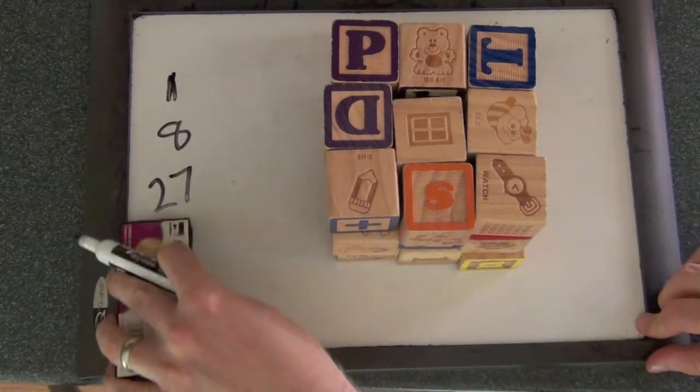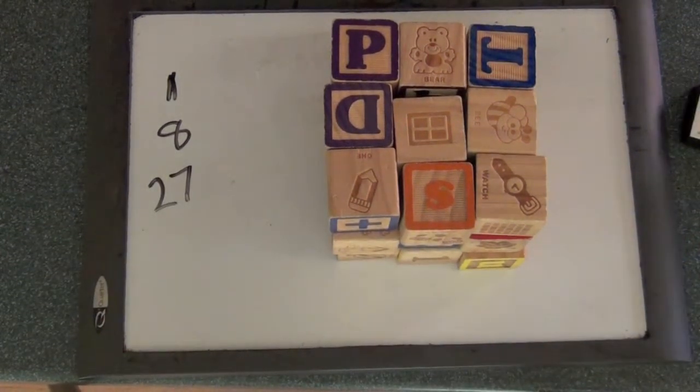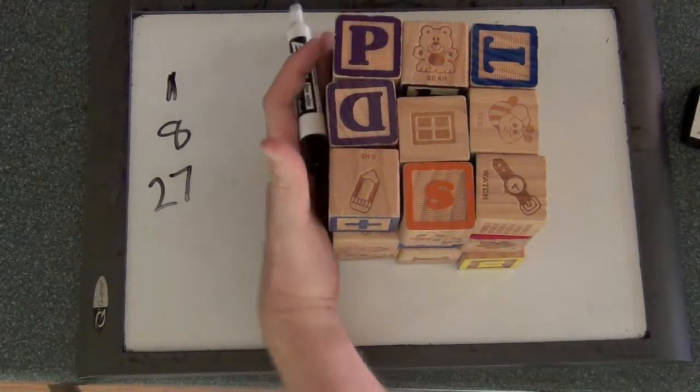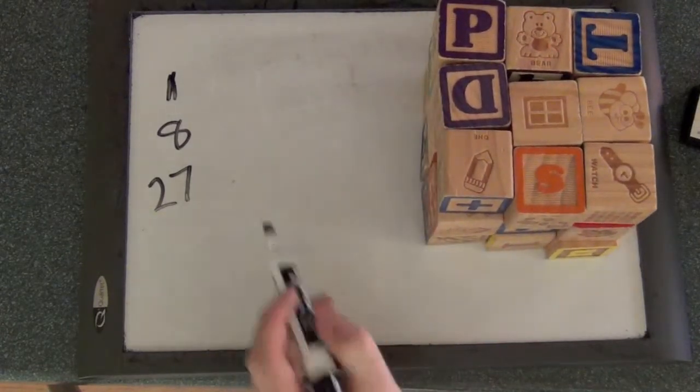That's the pattern. I wonder what do you think is going to be next? 1, 8, 27, 36. Okay. What do you think? I think it's going to be 64. Okay, how did you figure that out? Well, 8 is 2 cubed. Okay, what does 2 cubed mean? It means 2 times 2 times 2.